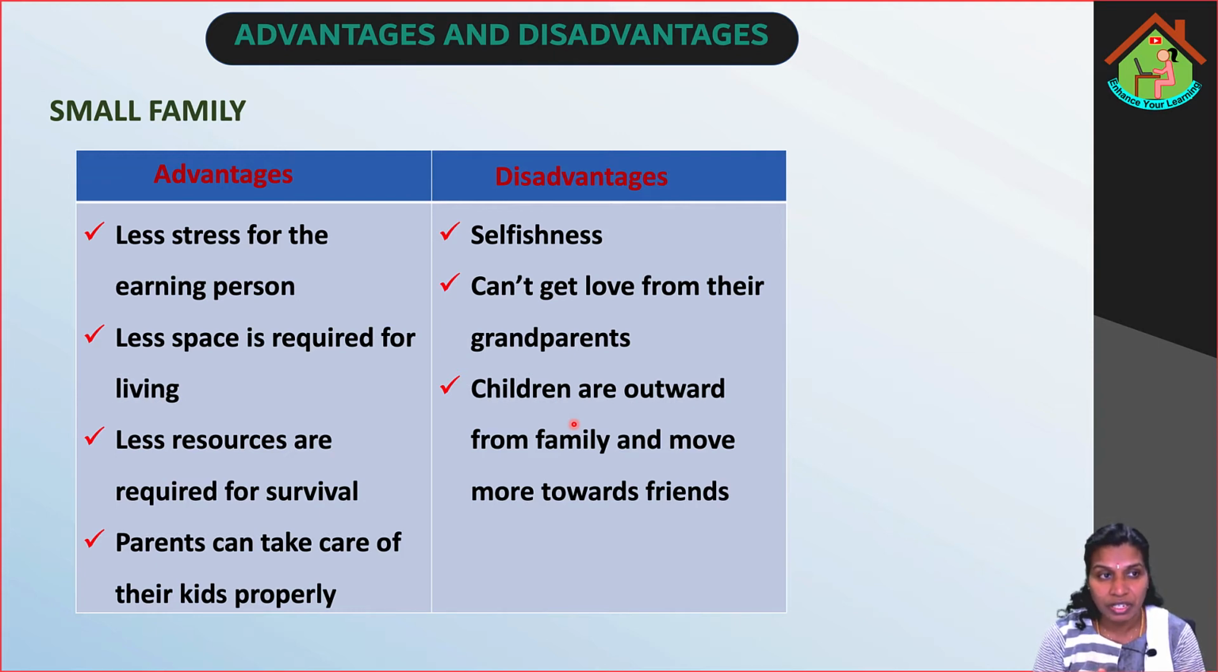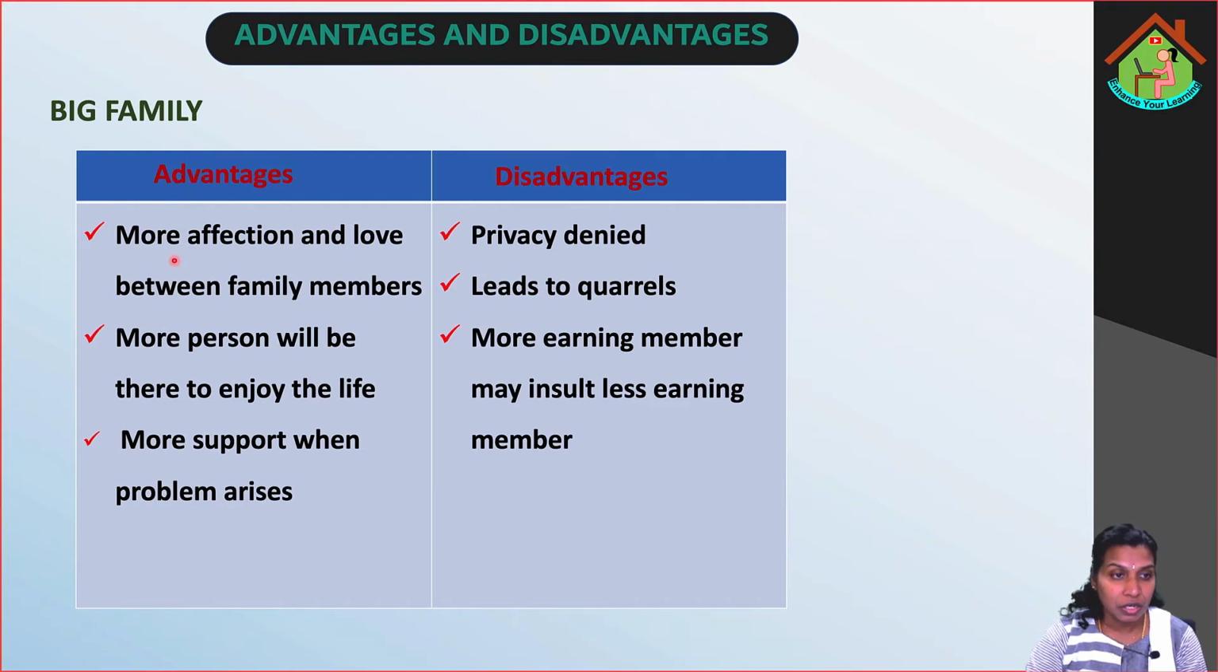Understood? These are all the advantages and disadvantages of being in a small family. Next we are going to see about the advantages and disadvantages of being in a large family. First advantages: more affection and love between family members. Okay, big family means your grandparents will be there, your aunt will be there, uncle will be there, cousins will be there. So everybody will have more affection and love. Okay, there will be more affection and love between the family members.